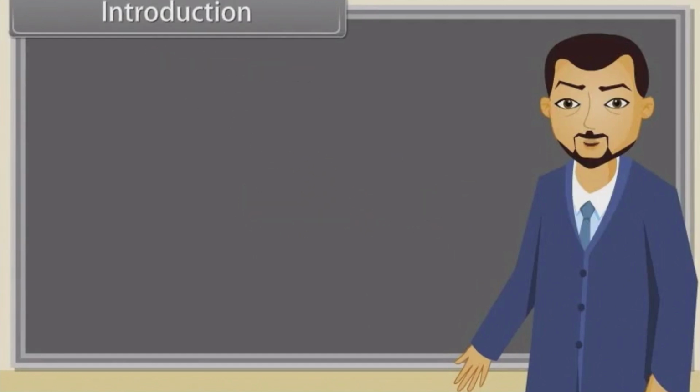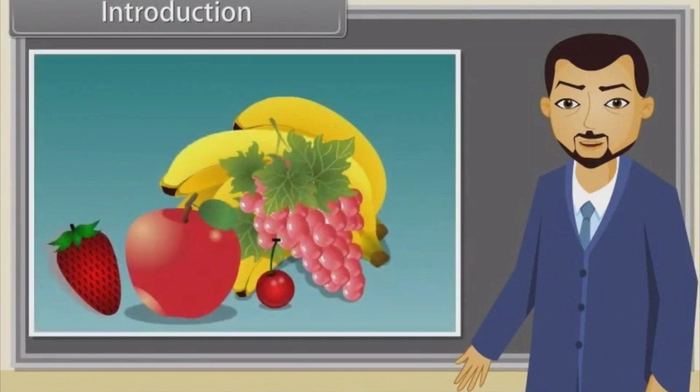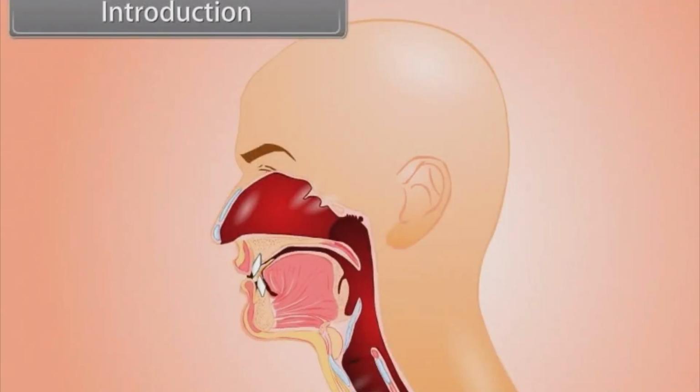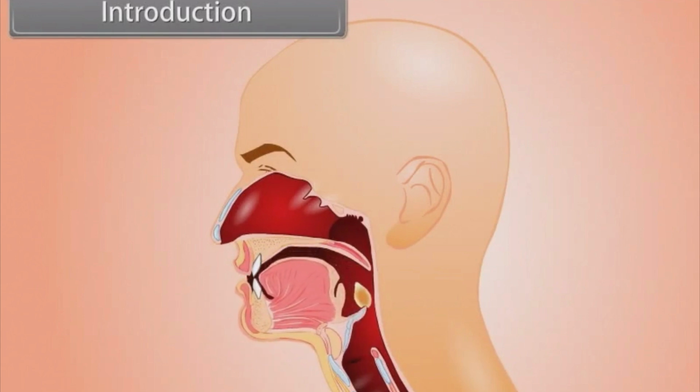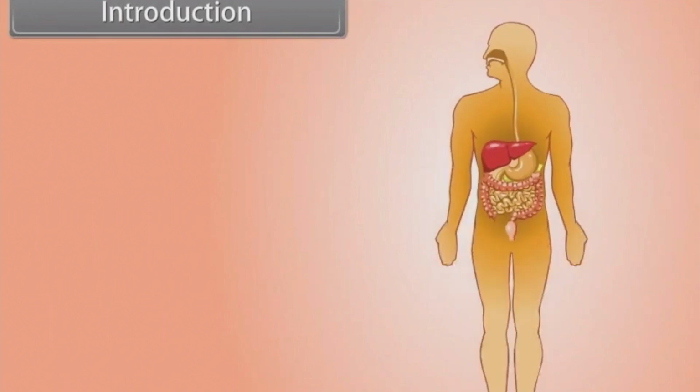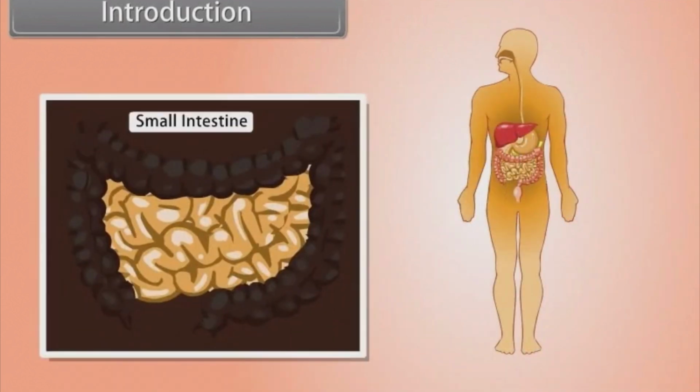Hey kids, we all know that we need energy to live and food is the primary source of energy. But you know that the process of digestion of food starts from the mouth and the action of absorption of energy mainly starts in the small intestine.